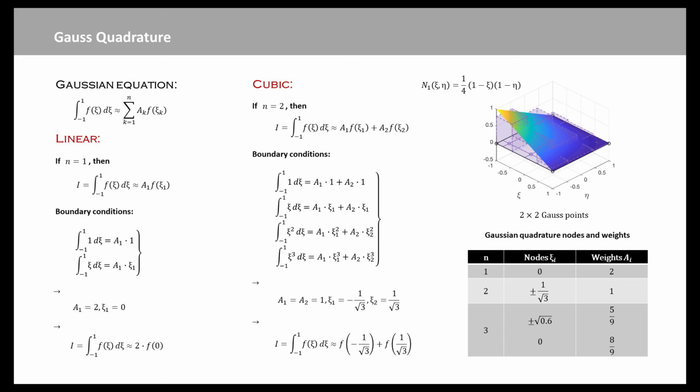Then we can solve the 4 equations and obtain a1 and a2 equal to 1, ξ1 equal to -1 over root of 3, ξ2 equal to +1 over root of 3. According to the same procedure, we can obtain the weights and Gauss points of higher order shown in the table. Now we can use the Gauss quadrature to compute the stiffness matrix.